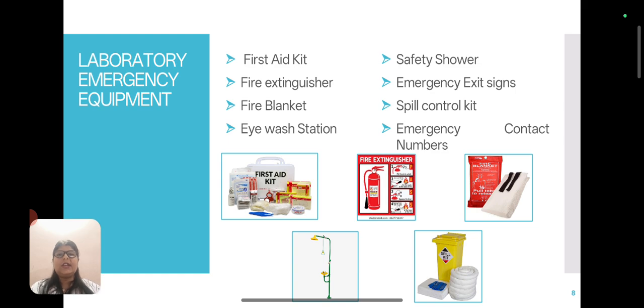Eye wash station. It is used to wash chemicals from the eye. Safety showers. This is generally used to remove harmful chemicals from the body. Emergency exit signs. There should always be the presence of emergency exit signs as it shows the quickest way to leave the laboratory safely. Spill control kit is used to clean hazardous chemicals and spills safely. Emergency numbers. There should be emergency contact numbers provided to access in case of certain emergency situations.